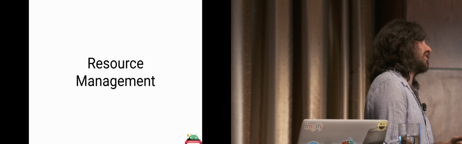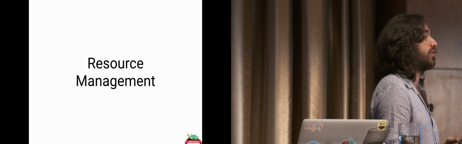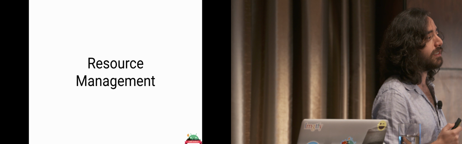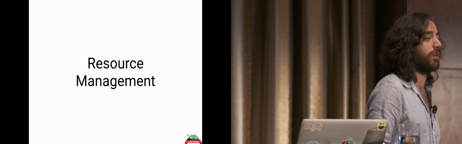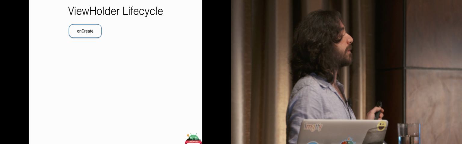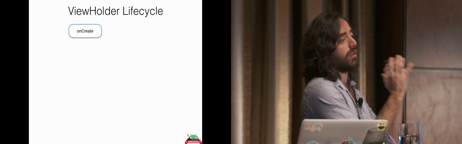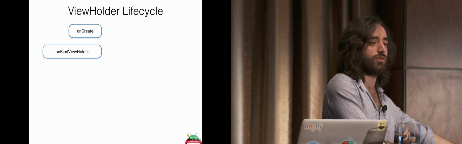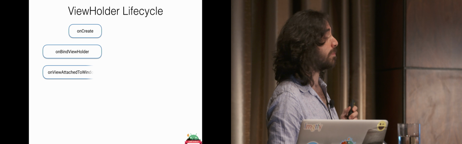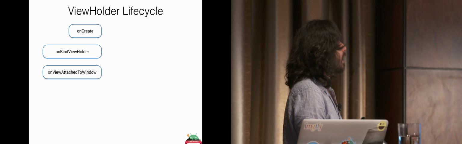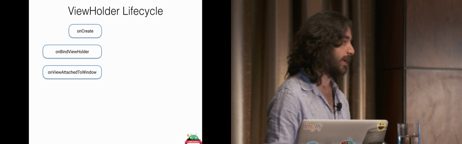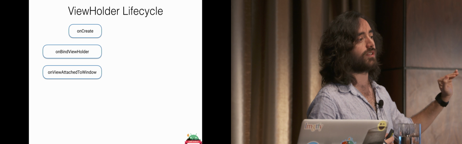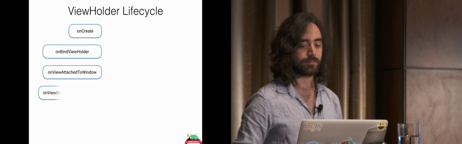So another common question in RecyclerView is how do I do resource management, because I have these expensive view holders here and there. To understand this, you should know the life cycle of a view holder. This is a very simplified version, but a view holder is created via onCreate, and soon after we will actually call it to bind it to a position. Once it's bound to a position, you can expect it to be attached very soon to the view. Once you receive this callback, you know that the view holder is on the screen, probably visible to the user.